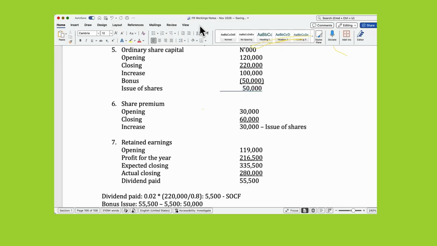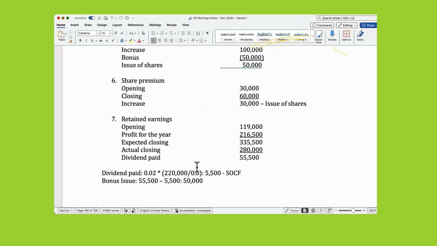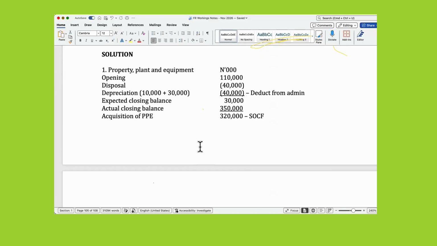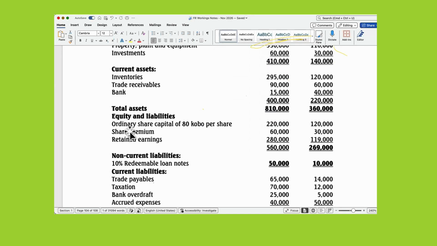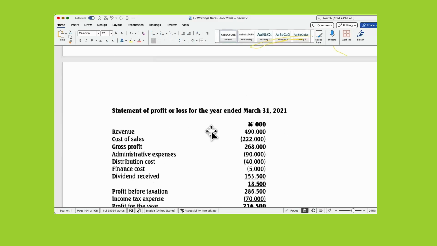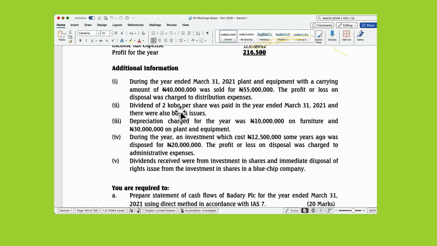Okay. Somebody is asking, how did you get the 0.8? Sorry, let's see. So we have an ordinary share capital of 80 kobo per share. So this 80 kobo is the nominal value. For you to get the number of shares, it's simply 220,000 divided by 80 kobo. That will give you the number of shares. Since they paid 2 kobo per share, just 2 kobo times that.